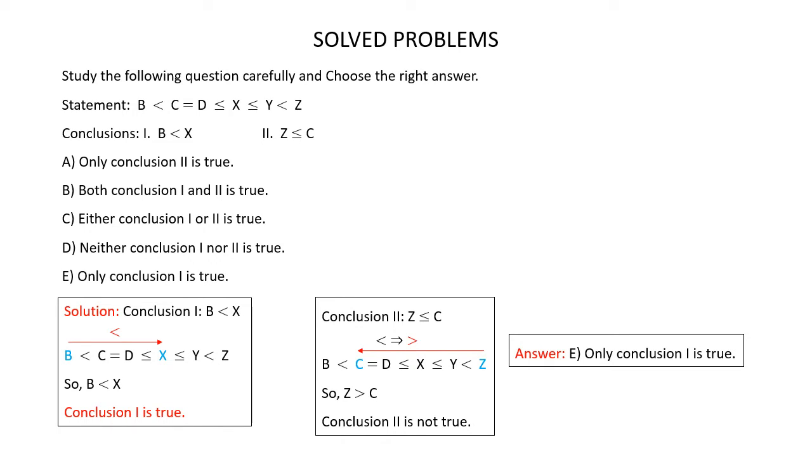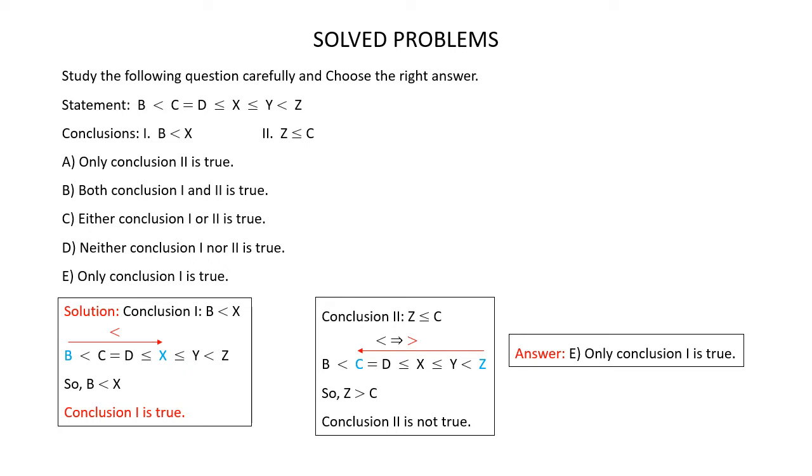Let's look at conclusion 2. Conclusion 2 is Z is less than or equal to C. First write the given statement. Now we have Z here and C here. So we have to move in the backward direction from Z to C. When we move in the backward direction from Z to C, we get the symbols less than or equal to, less than or equal to, and equal to.